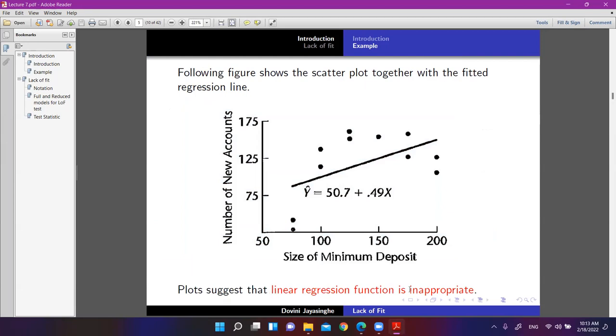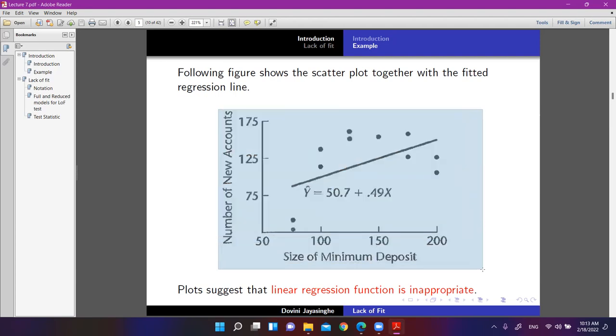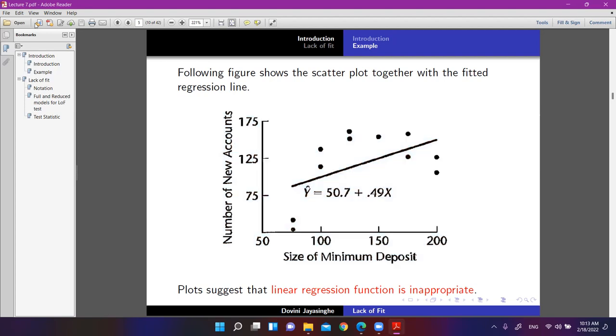Plot suggests linear regression function is inappropriate, but that is the plot. Okay, at this level, you cannot say anything before doing a hypothesis test. Why? Because this is done for the sample. What if we collect another sample, and what if we get something linear, right? So just by looking at the plot, you cannot say anything. We cannot deal with the sample. We have to go for the population generalization. That's why we go for ANOVA, hypothesis testing, and all that.